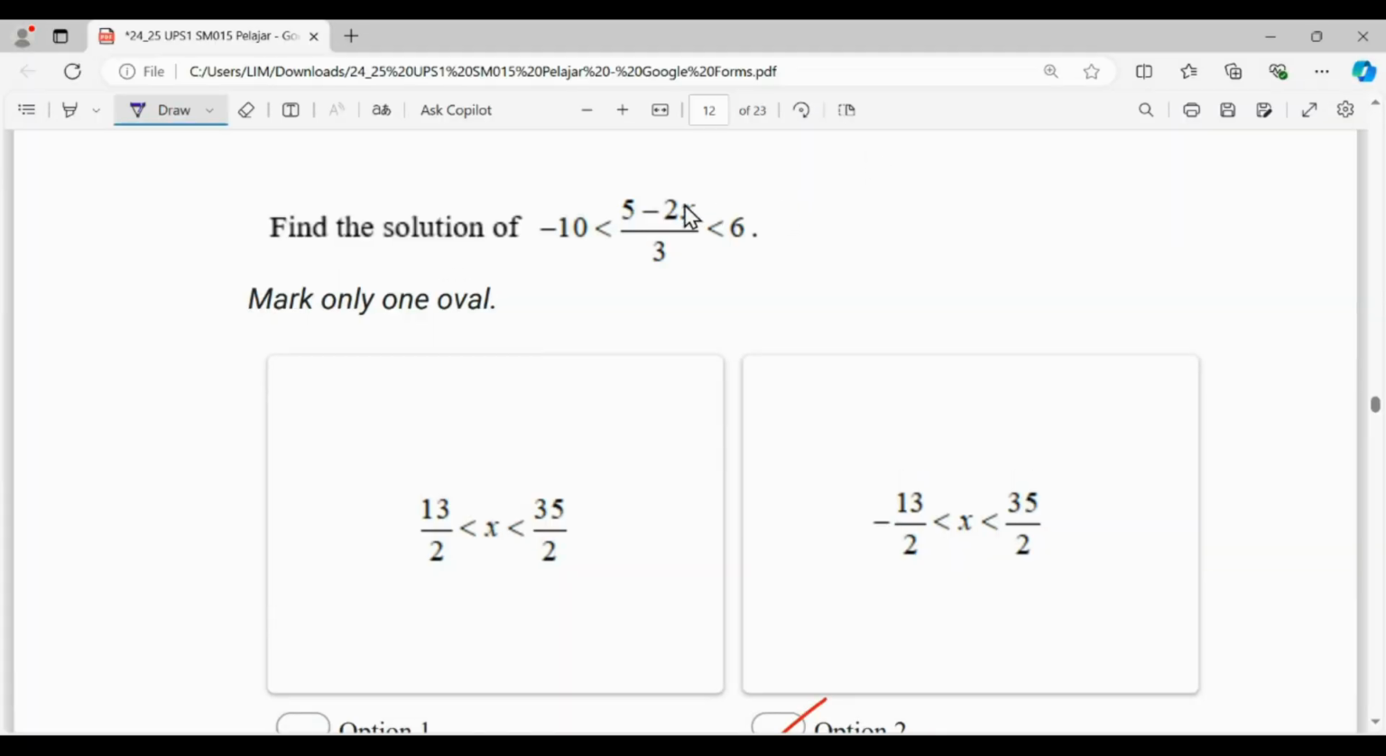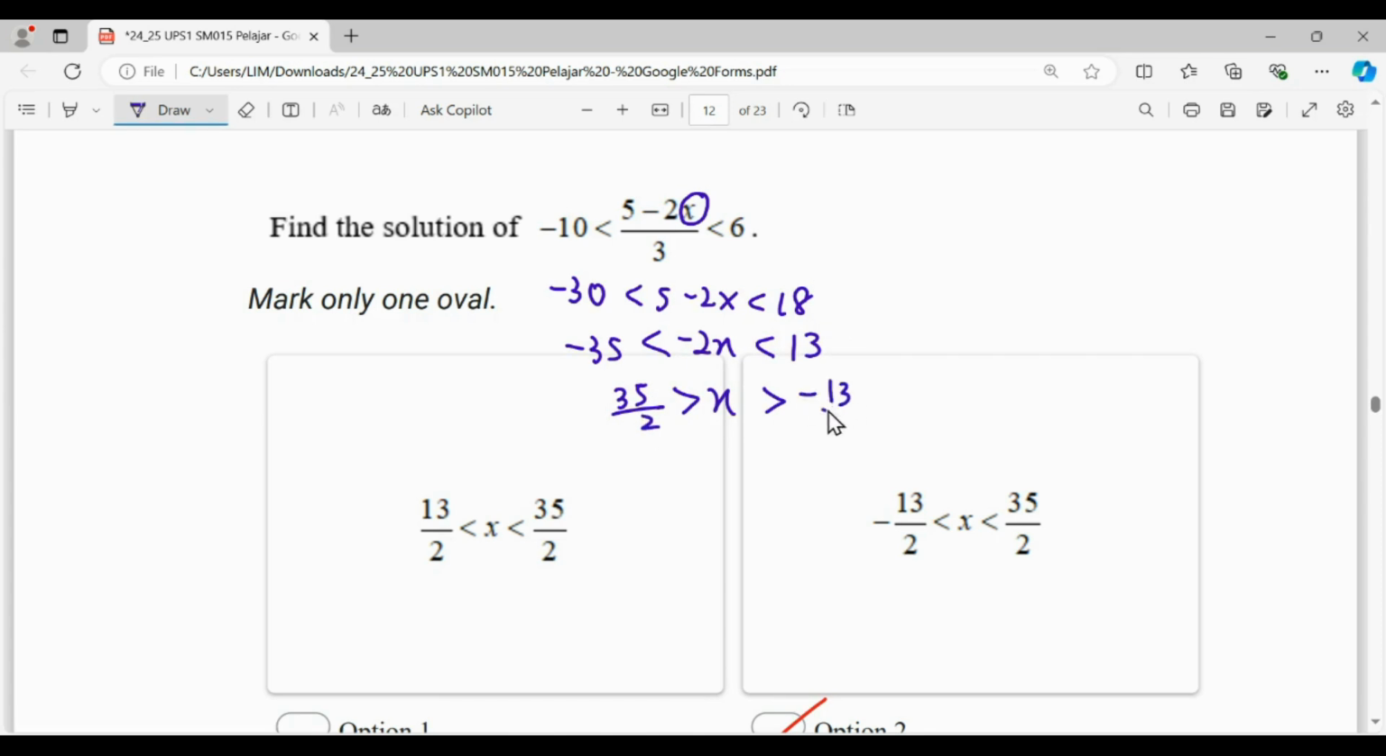Next, for this question, as we can see, our inequality only has a simple x, 1x. So we try to simplify this, times by 3, no need to change sign. Then move out the 5. When we move out the 5, we will minus 5. Then we divide by negative. When you divide by a negative, we need to change the sign. So here we get 35 over 2. Here we have negative 13 over 2.